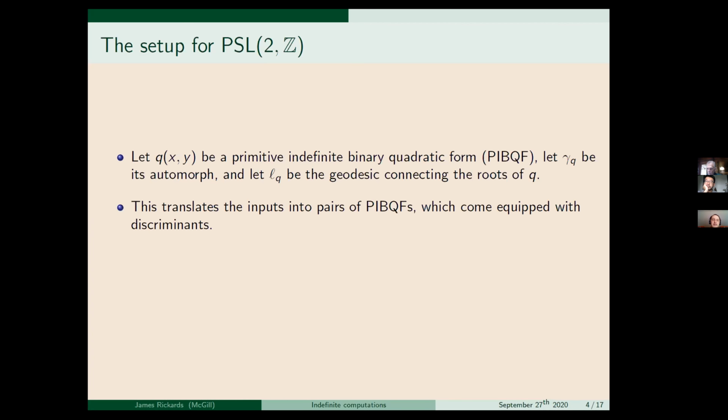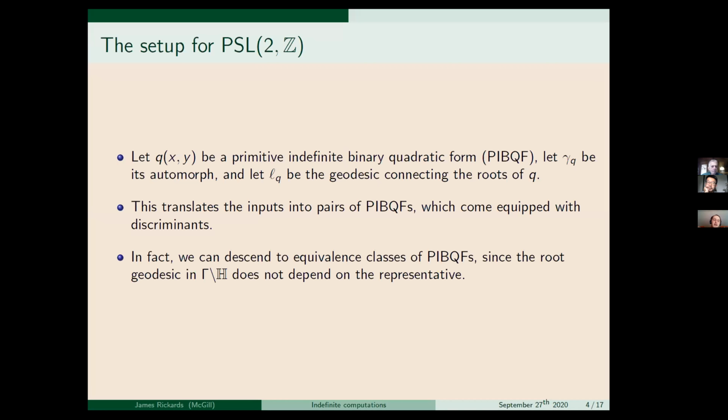All this says is that we can formulate the question as: you take two indefinite quadratic forms, you have two root geodesics, you descend to the quotient of the upper half plane, and then you ask what their intersection number is. So very simple, we start with two quadratic forms and we get some number. I'll just note that this only depends on the equivalence class of the quadratic form, not on the actual quadratic form.